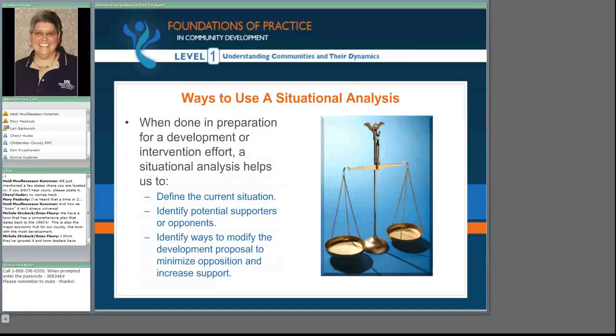Some other ways, I think, we can use it is to identify potential supporters or opponents of action. And we can identify ways to modify the development proposal to minimize opposition and increase support. I have been in places where it's clear that a change proposal has created a storm of negative reaction, and it is very clear that there is going to be legal action. Someone is going to sue someone else.